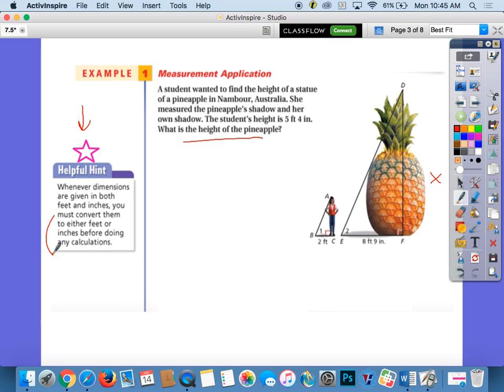Okay? So a student wanted to find the height of a statue. The sun is shining down and creating a shadow. So this is going to be the shadow created, and this is going to be the shadow created.